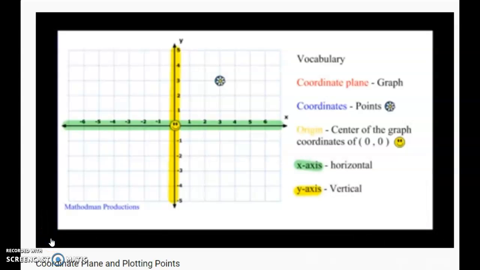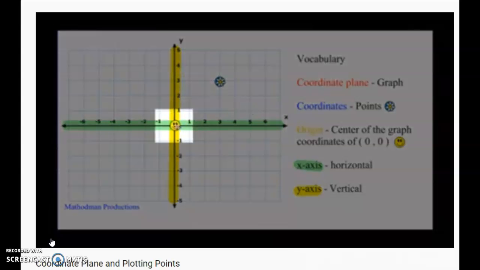Another Method Man Productions episode. Today's lesson will be about the coordinate plane and how to plot points. Pretty easy lesson. Before I start, let's go over some key vocabulary. Let's start with the coordinate plane. Coordinate plane is just the whole graph itself. There's an x and y axis, which we'll go over in a bit. Coordinates are just the fancy word for the points. So I put a coordinate here, a flower. That's a coordinate. They also call it ordered pair, whichever one your teacher prefers. Coordinates or ordered pair, they mean the same thing.